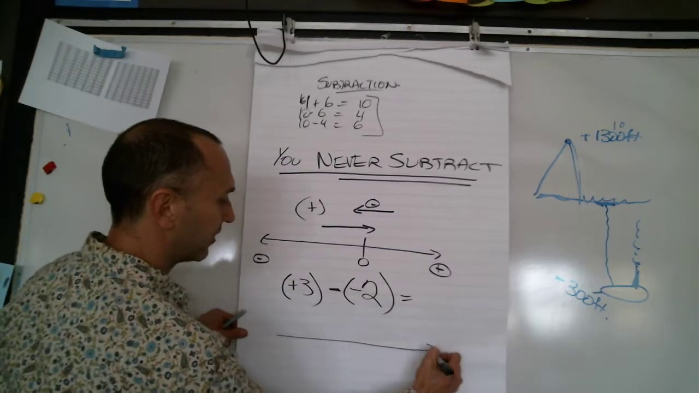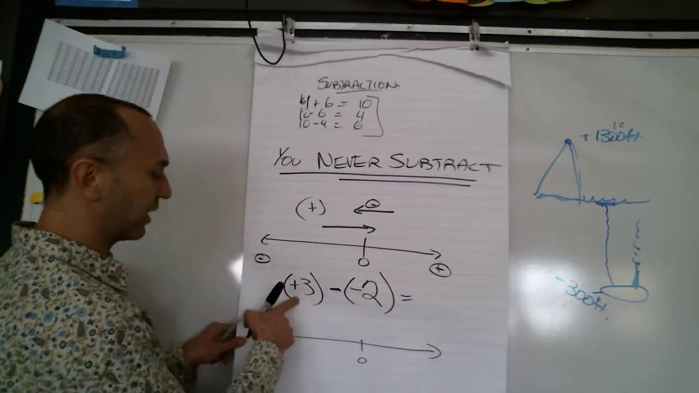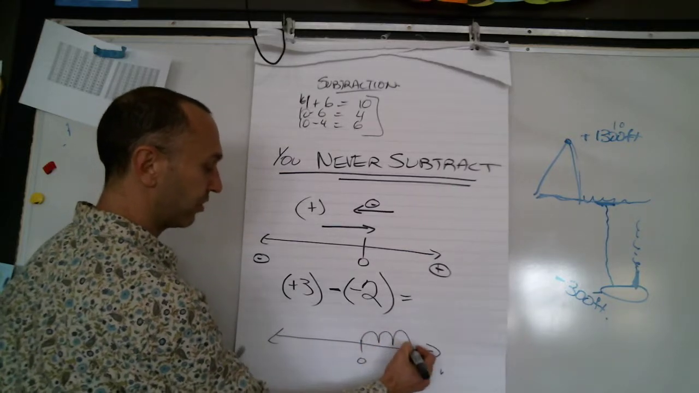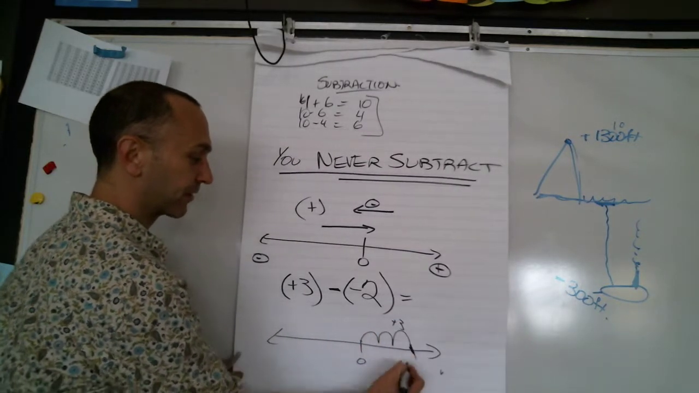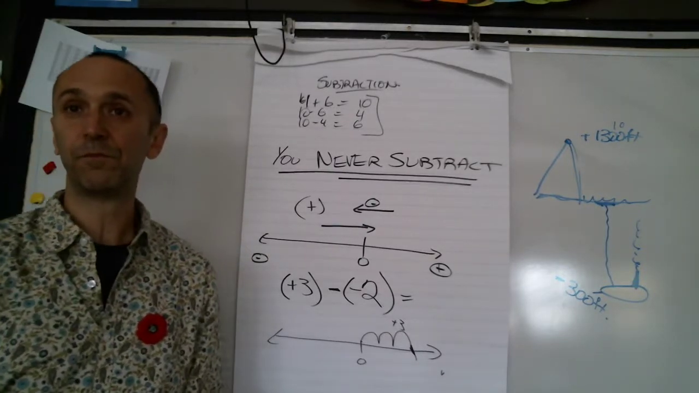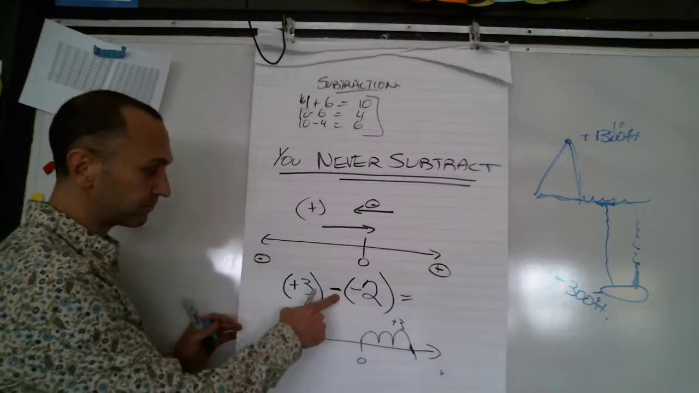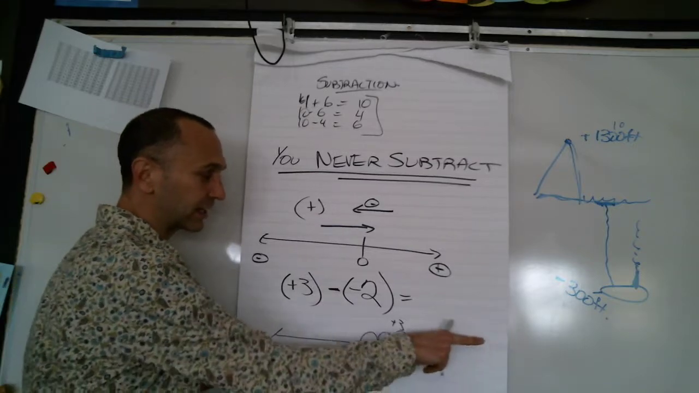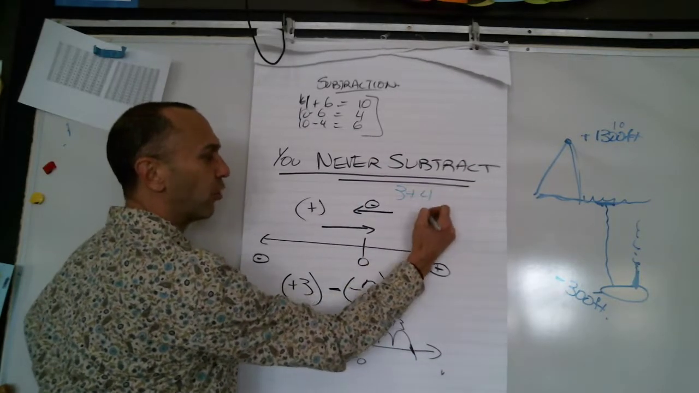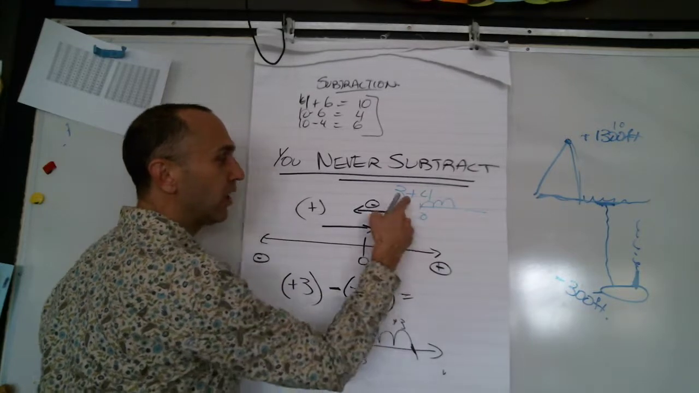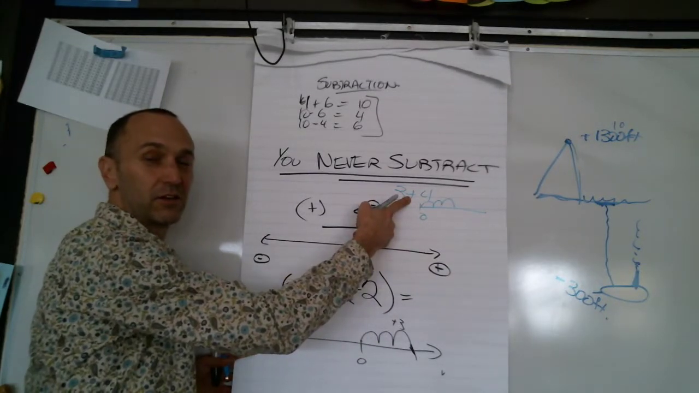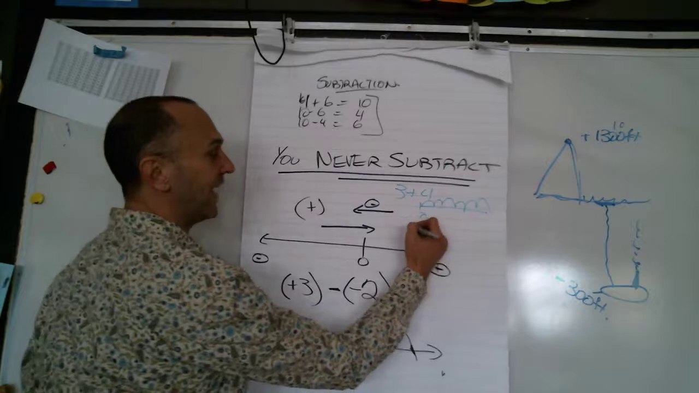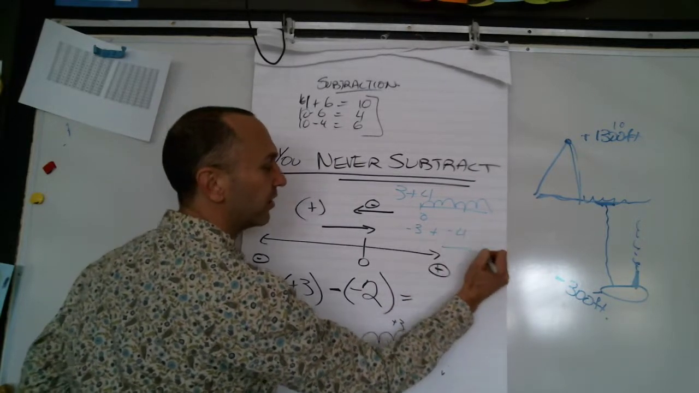Here we go. If I have positive 3, which way am I going? I'm going to the positive side. How many? 1, 2, 3. I've just gone positive 3. Now, what does the negative do? Negative takes away the amount that it is from the positive. If this was a positive, which way would I continue to go? 3 plus 4. It gets bigger, right?